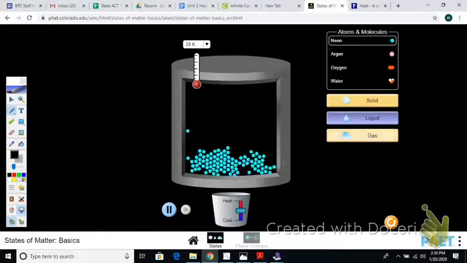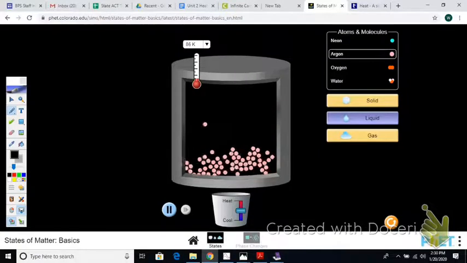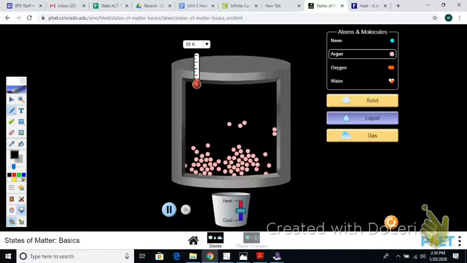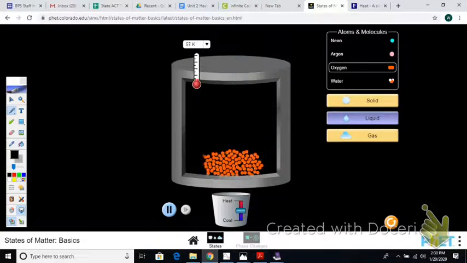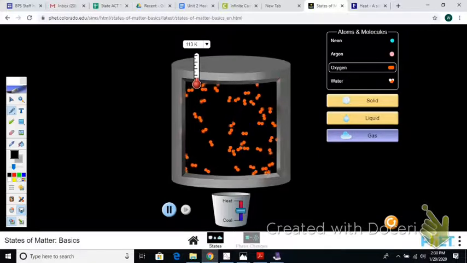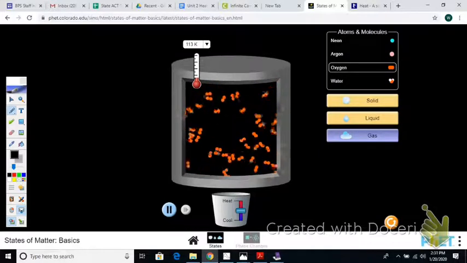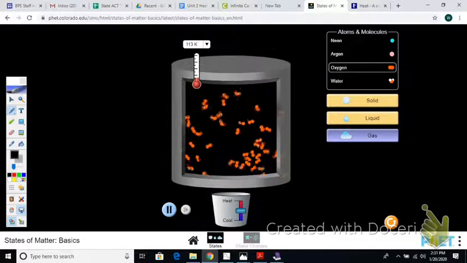Okay? So that would be a liquid. If you notice, they're kind of moving around one another. Liquids, they can move around one another. Okay, and then I'll show argon. Now argon's moving a little bit faster. Okay, not sure why, but it is. Here's oxygen. There's a little bit more interaction between oxygen, and in the gas phase is here. Okay, more spread out.